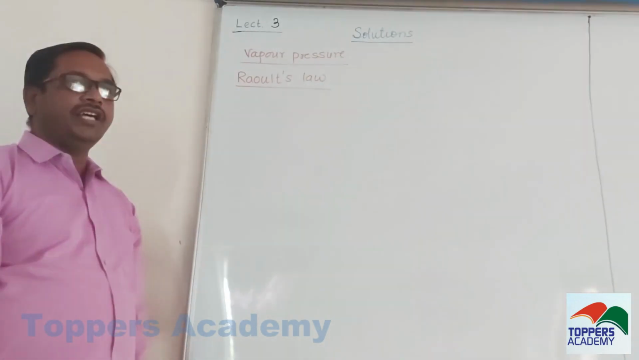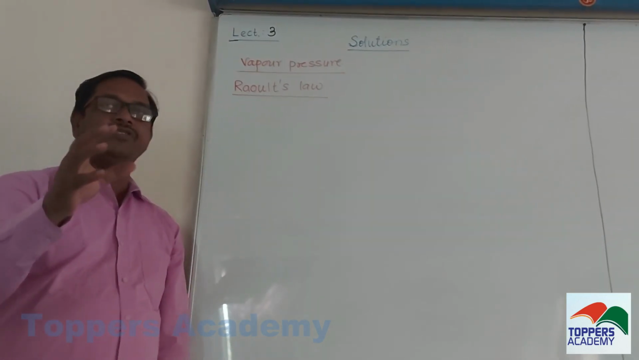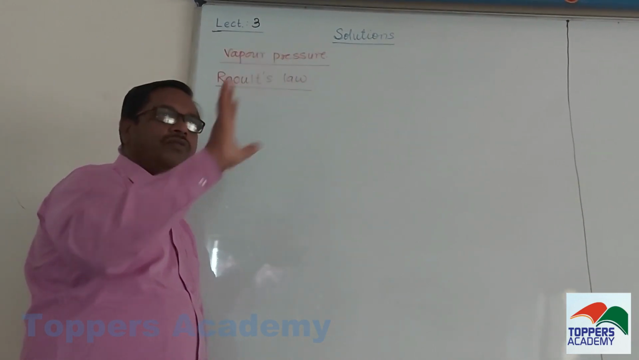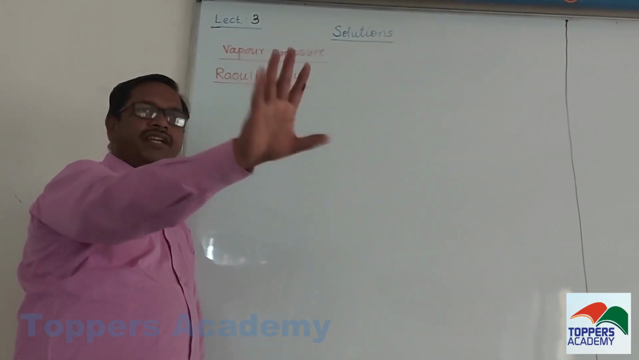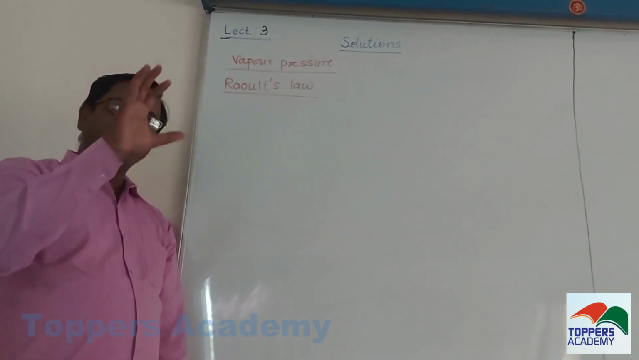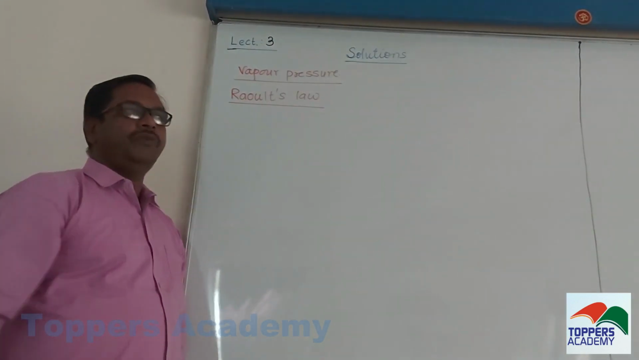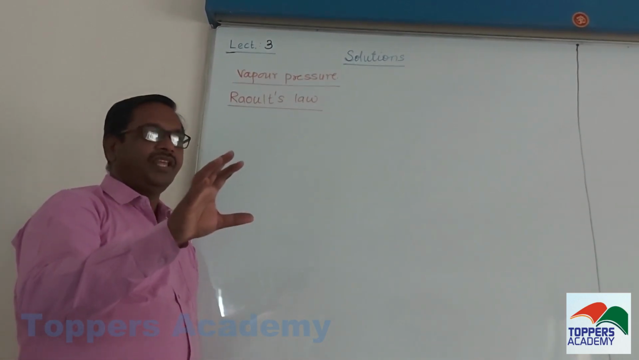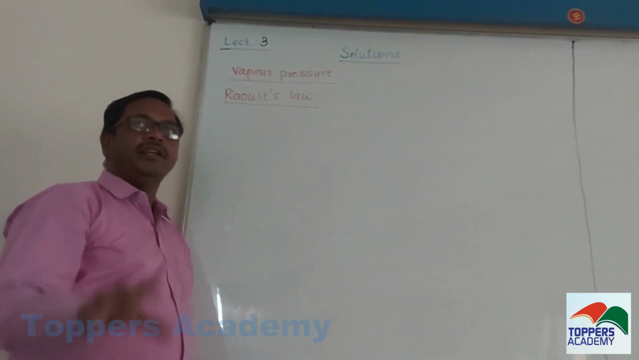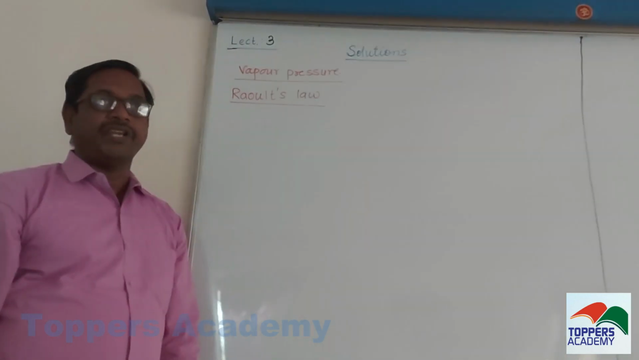Now according to Raoult's law, when a solution is formed, during the formation of the solution, the solute is dissolved in the solvent. Okay, the solution is formed. Now when the solution is formed, the total vapor pressure of the solution is the vapor pressure of solute plus the vapor pressure of solvent. Now these vapor pressures are known as the partial vapor pressures.